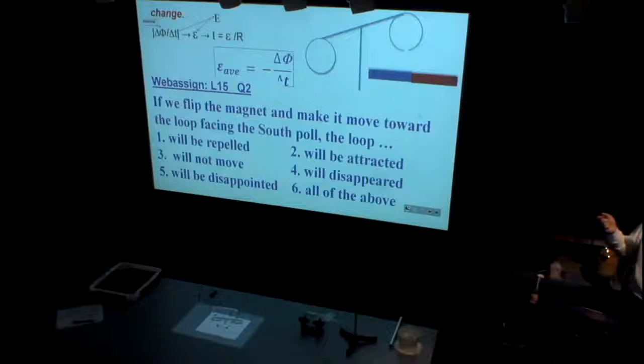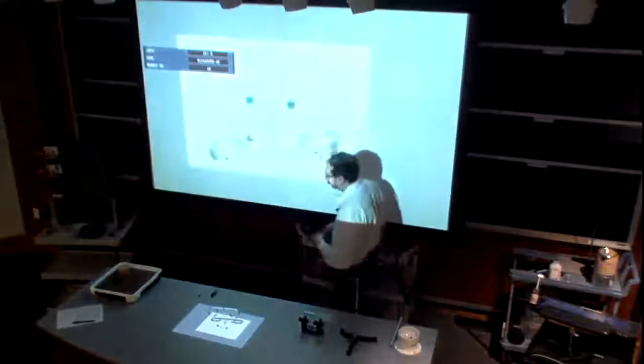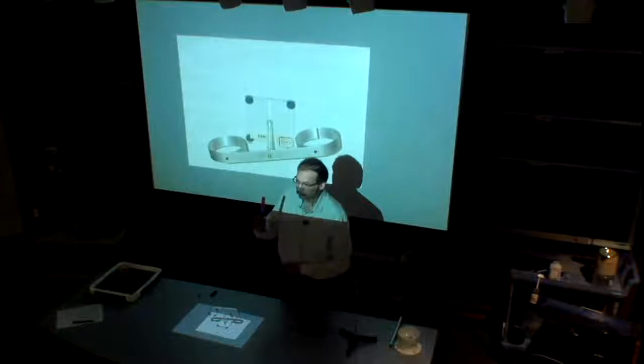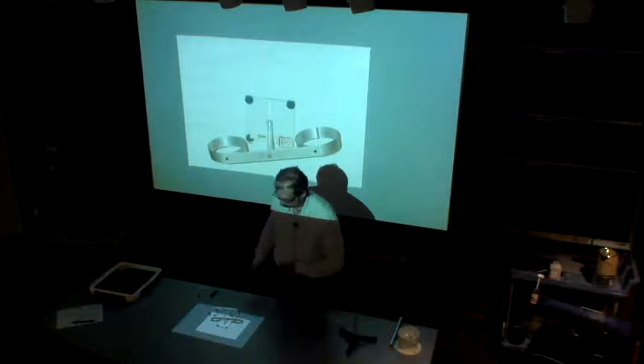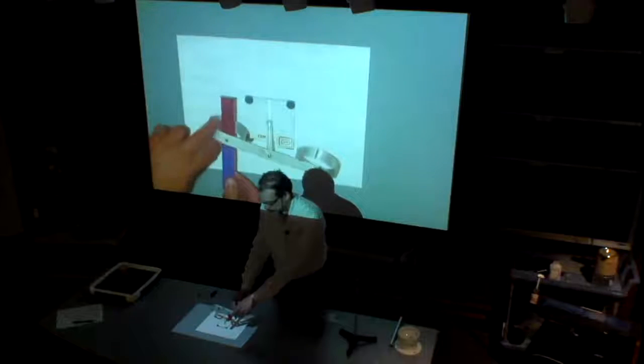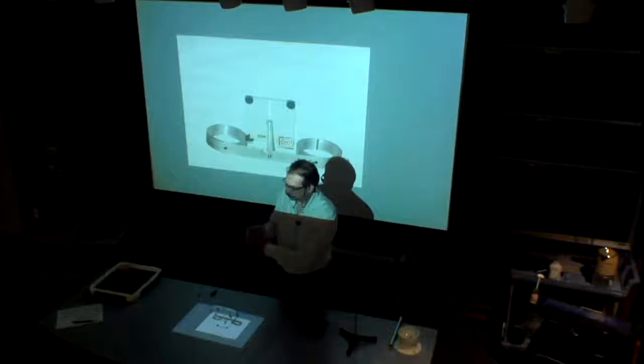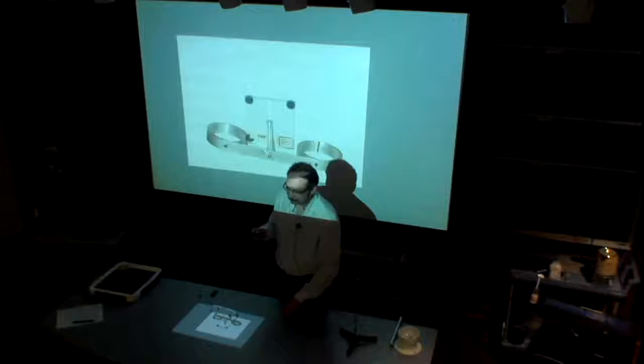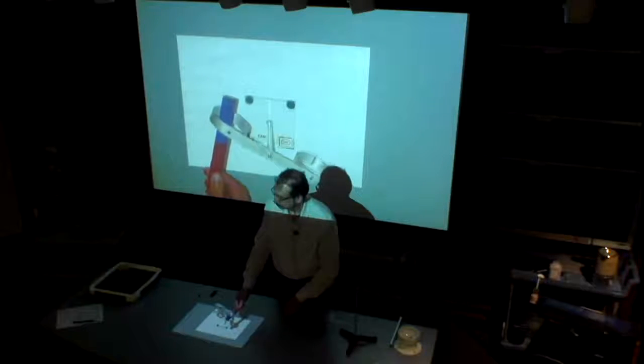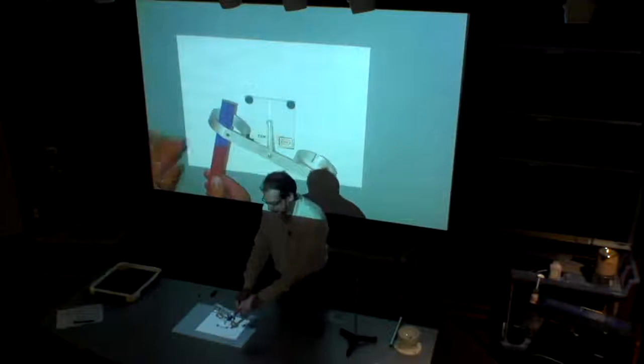And I'm going to switch to camera again to take a look at the actual experiment. So again, the original experiment with the North Pole approaching the loop. Repulsion, it repels it. The new experiment, what do you expect? I couldn't hear you, but you're right. All right. Still repulsion, of course.